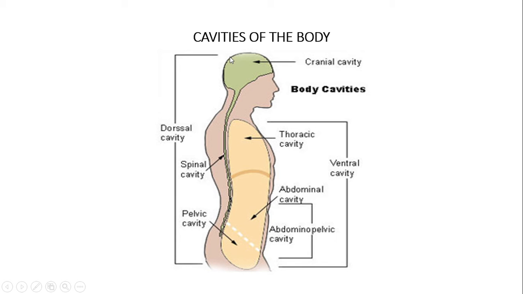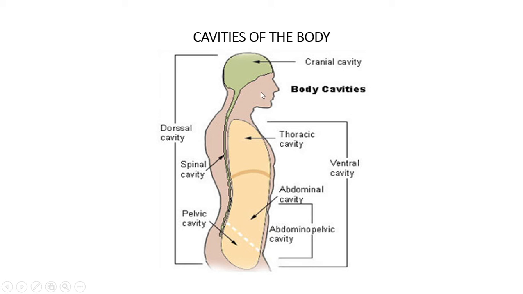So first of all, we discussed the cavities of the body. A cavity is a space housing the internal organs of the body. Some of the cavities we discussed were the cranial cavity, which is over here. It houses the brain and the cerebrospinal fluid, etc.